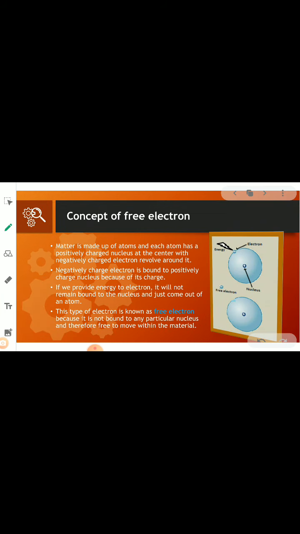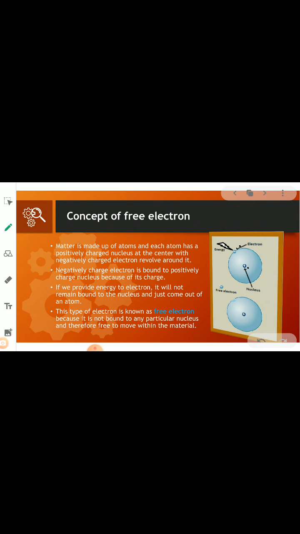The concept of free electrons. Matter is made up of atoms, and each atom has a positively charged nucleus at the center with negatively charged electrons revolving around it. You can see in the picture the positive charge, that is the nucleus, and around the nucleus there is the orbit. In the orbit the electrons will be revolving. In the picture you can see the outermost orbit only, with the electron in the outermost orbit.